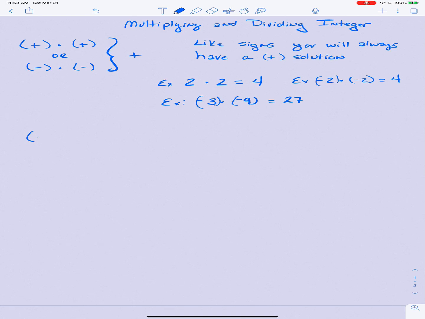When the signs are different, for example, if I have a negative times a positive or a positive times a negative, I will always get a negative solution. Okay? So if your signs are different, your solution will always be negative.